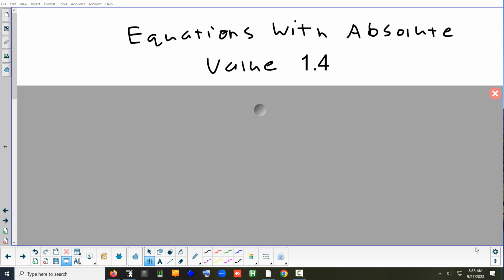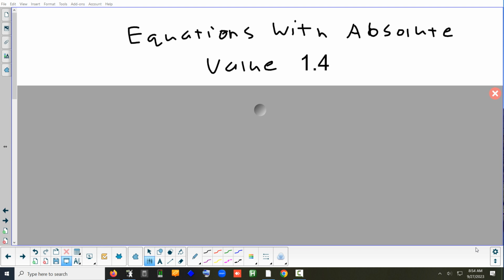So let's take a look at section 1.4. This is going to be on solving linear equations again, but this time we're going to have two of them to solve because we're going to look at what's called absolute value. Does anybody remember the symbol that you use in math to represent absolute value? Okay, just gave you a hint.